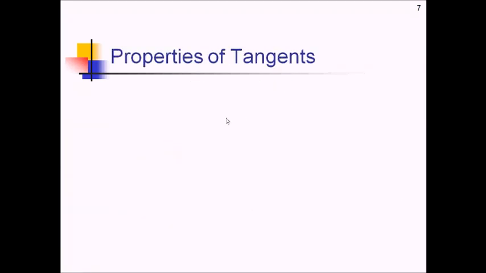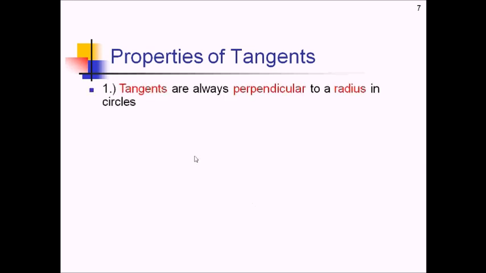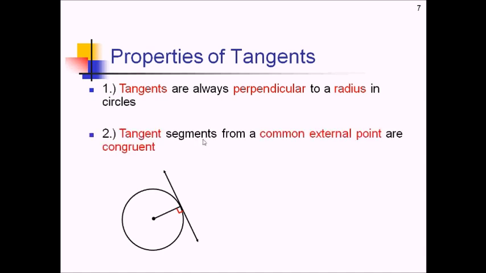We're going to talk a little bit more about tangents at this point. There are two properties of tangents that we're going to find helpful. One of them is that tangents are always perpendicular to a radius in circles. So if you have a tangent line intersecting a radius, we always know that this is going to form two right angles. Next, tangent segments from a common external point, like in this picture here, we have this common external point and two tangent segments coming out from it. These segments are always going to be congruent.